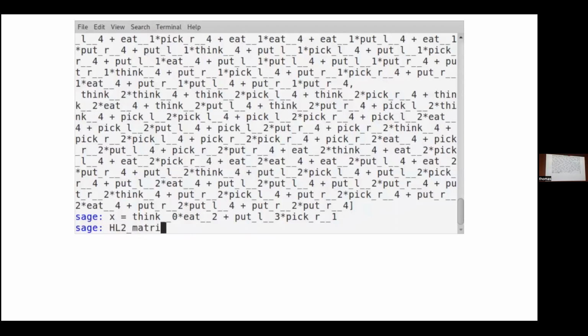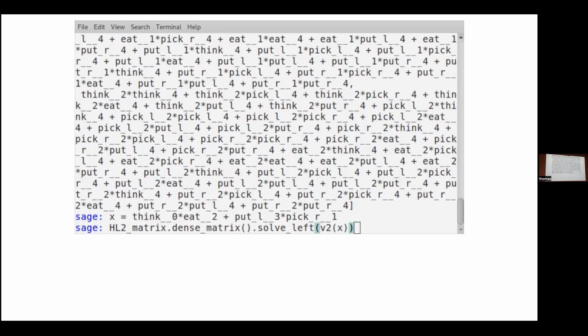So there's a matrix in each degree. In degree 2, HL2 matrix, which is a dense matrix. To access this matrix, we can write this. And then we can do solve left V2 of X. So X is an element of the exterior algebra in degree 2. The exterior algebra has a monomial basis in each degree. V2 of X is simply the coordinate vector of X in this monomial basis.